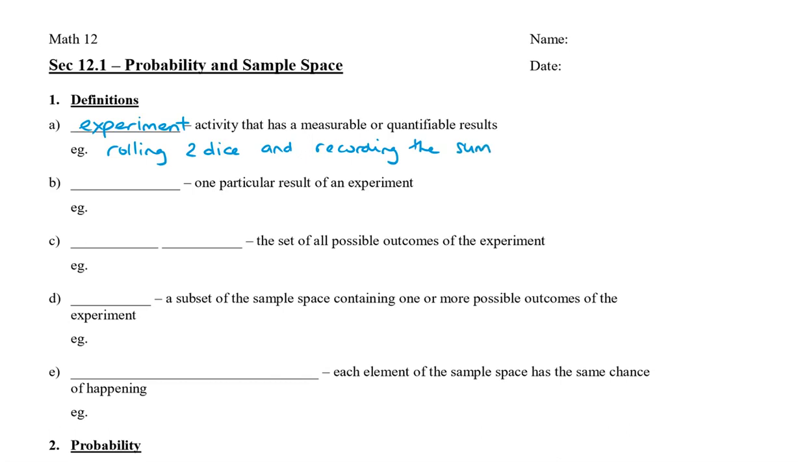All right, the next word is one particular result of an experiment is called an outcome. So let's say that we roll the 2 dice, then rolling a sum of 5 would be an outcome.